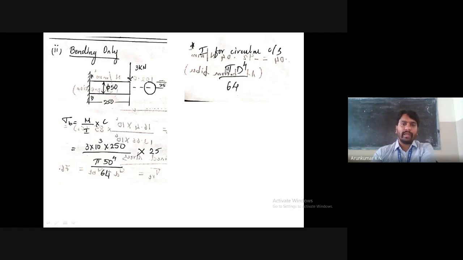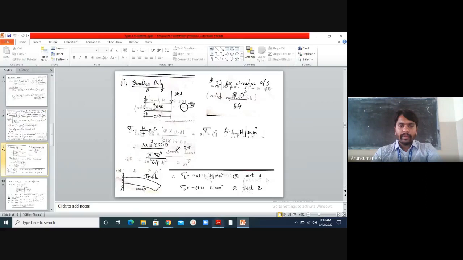It's very easy to remember. D is 50, pi d to the power of 4 by 64. Now look at this C. The C value is the distance from the neutral axis to the top. If I take the neutral axis, it's symmetric, then C is nothing but C1 and C2. C1 is equal to C2 because it is symmetric. It's H by 2 or D by 2, 50 by 2. Or else, it is available in the data book.